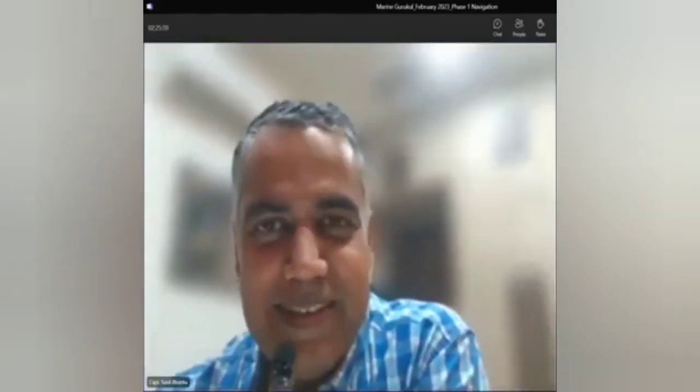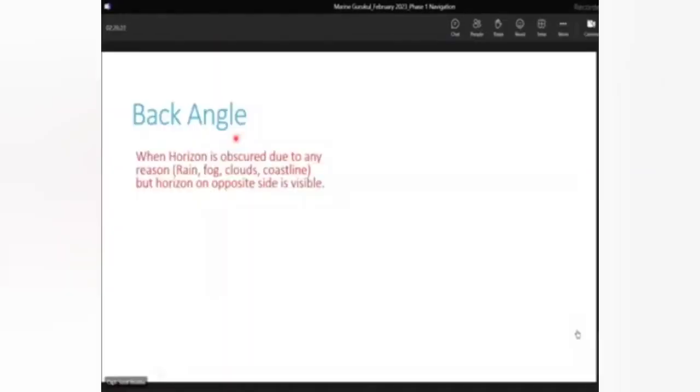Just one small doubt. So last time you had shared one or used, but in the olden days when we were dependent upon celestial navigation for our position fixing, back angle was used whenever the situation demanded. So let's try to understand what this back angle technique is and how does it help us to obtain the altitude of a body.